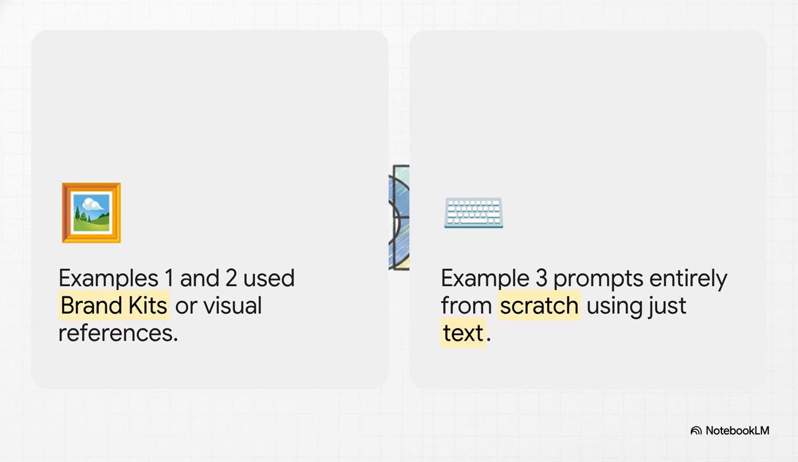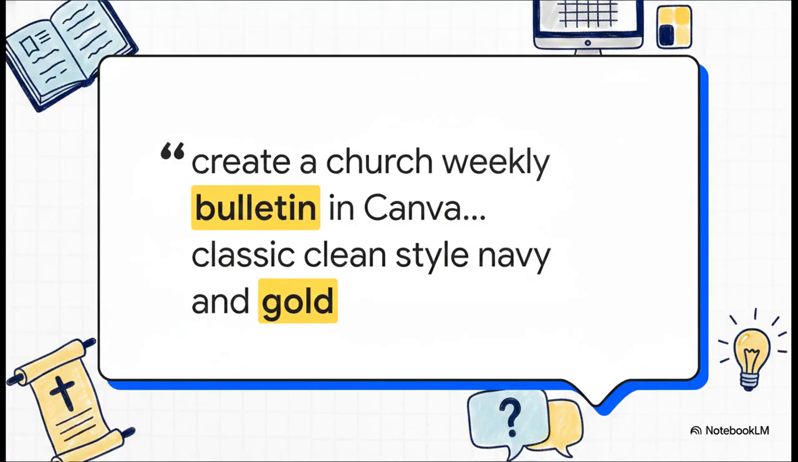We just saw how powerful brand kits and uploaded screenshots are for establishing design rules. But what if you don't have a brand kit? Or maybe you don't have a reference photo? Well, for example 3, we're going to look at prompting entirely from scratch, relying purely on the text description we give the AI to establish the style and the layout. Here is how you tackle a completely from-scratch layout, like a weekly newsletter or bulletin template that you plan to reuse over and over again.